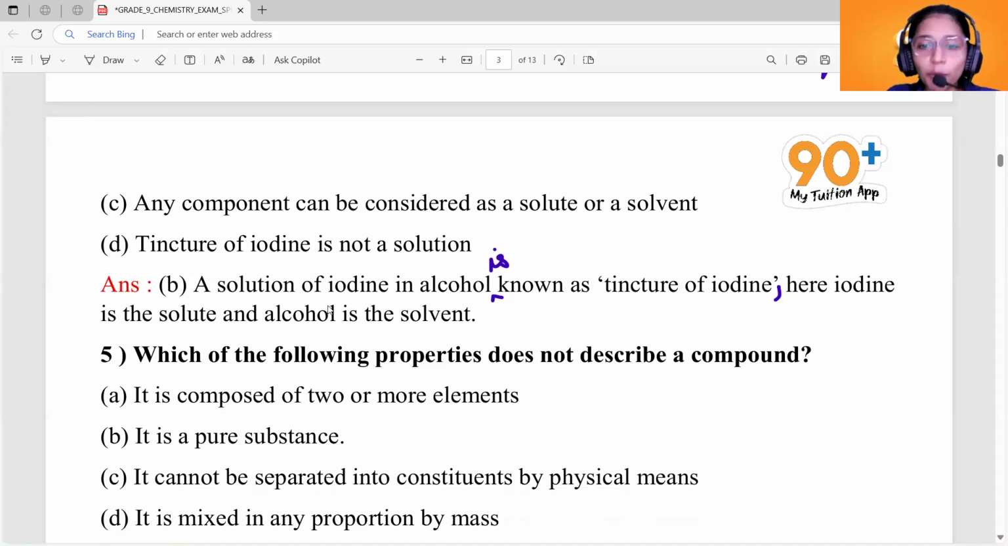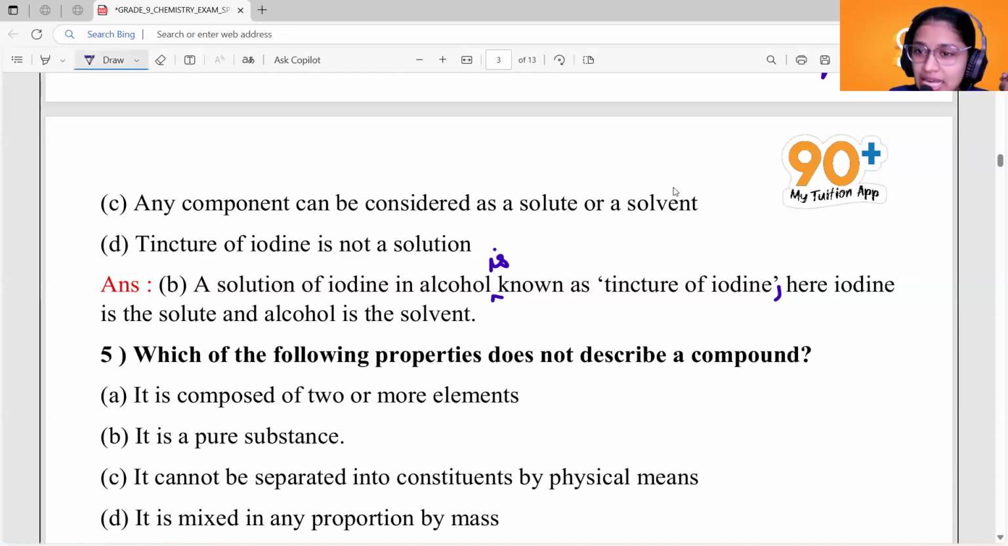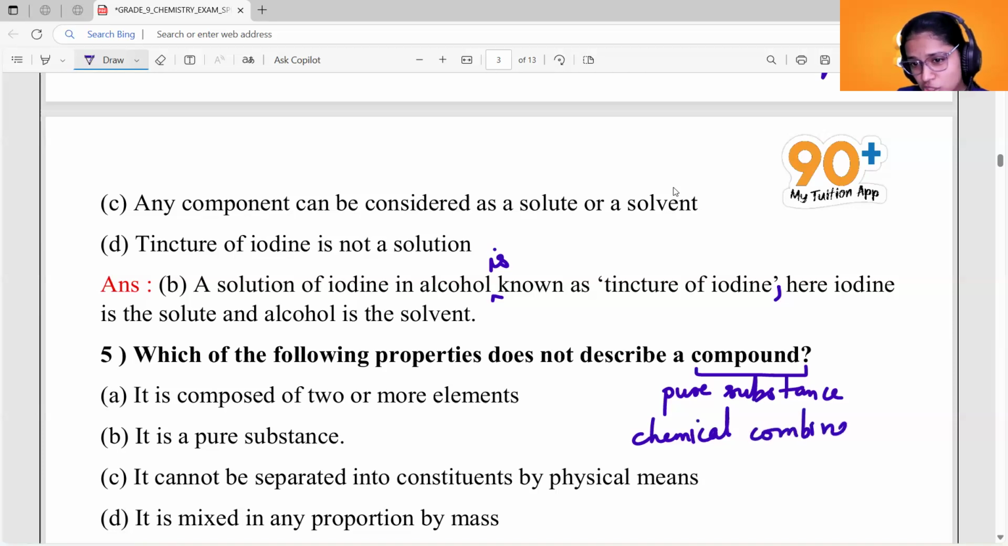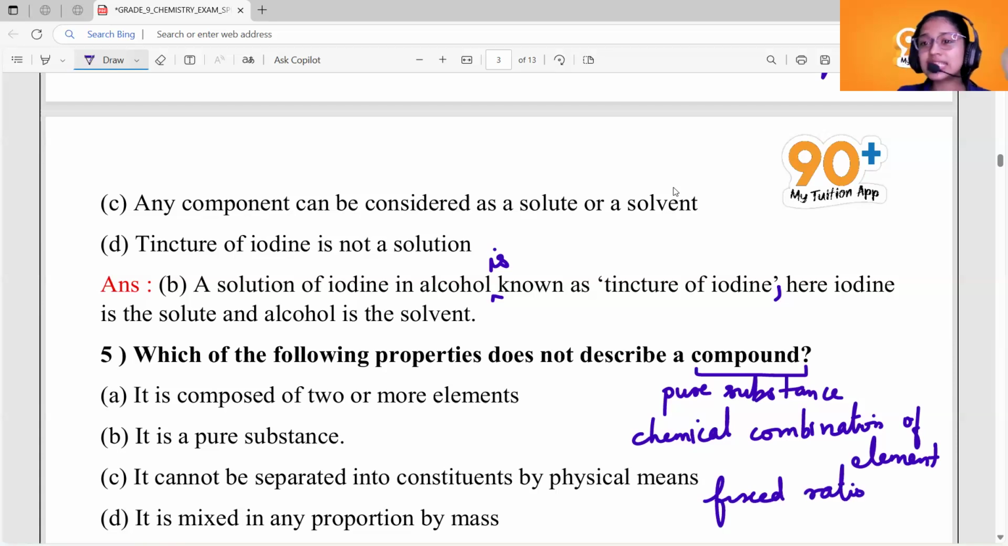Which of the following properties does not describe a compound? Whenever you're looking at questions, especially multiple choice questions, carefully read the question. So what is a compound in the first place? A compound is a pure substance that is formed by the chemical combination of elements in a fixed proportion, in a fixed ratio. So these are the main phrases that should be present in your definition of a compound.